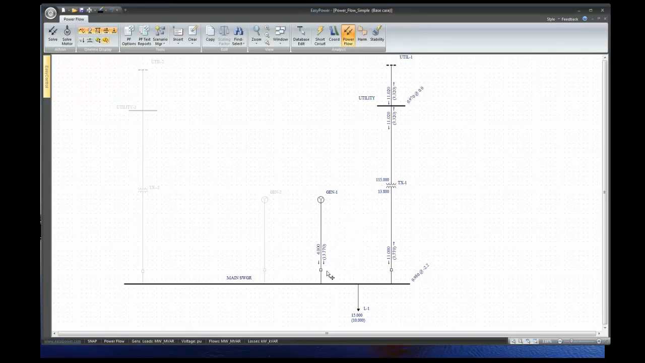Just a point of terminology. Sometimes people throw the wrong names around for this, but just remember when the generator is producing VARs, it's operating in a lagging mode. It's overexcited or lagging when it's producing VARs. When the generator is absorbing VARs, then it's leading. And there are limitations on both ends, and your generator capability curve will tell you that.